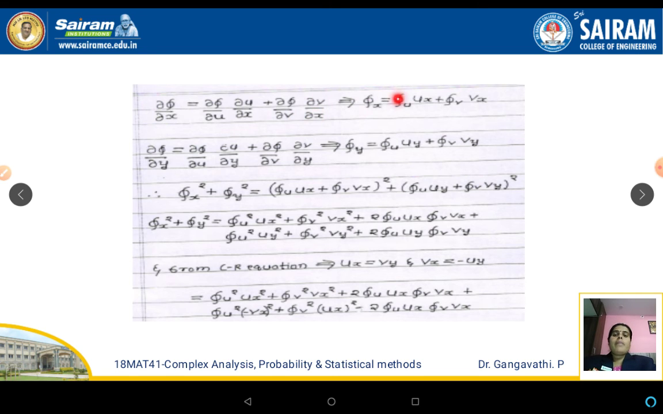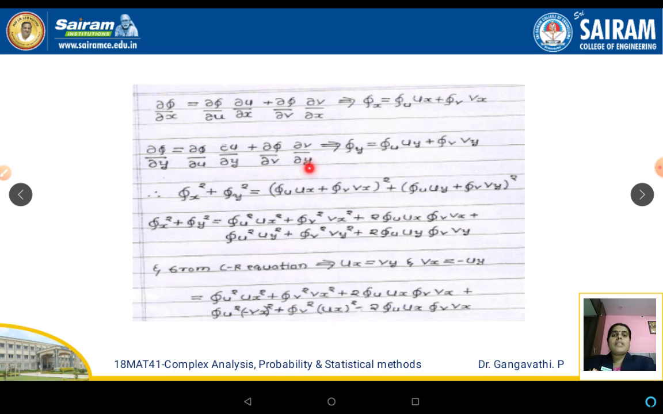So dou phi by dou x is phi x, dou phi by dou u is phi u, and dou u by dou x is ux. Plus the next term, dou phi by dou v, which is phi v, and dou v by dou x is vx. Now similarly differentiate with respect to y. Dou phi by dou y is phi with respect to u and u with respect to y, plus phi with respect to v and v with respect to y.